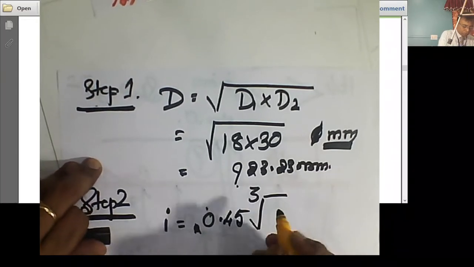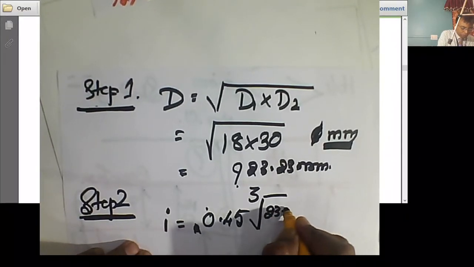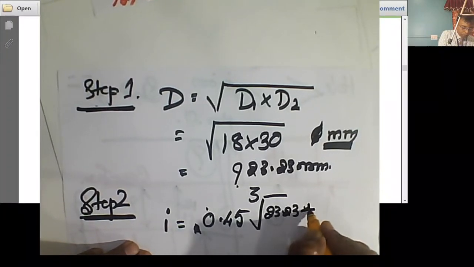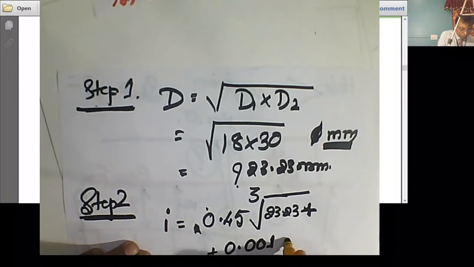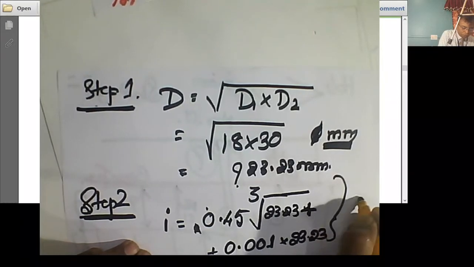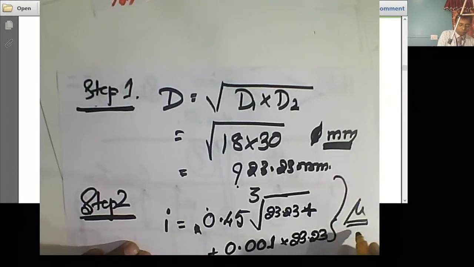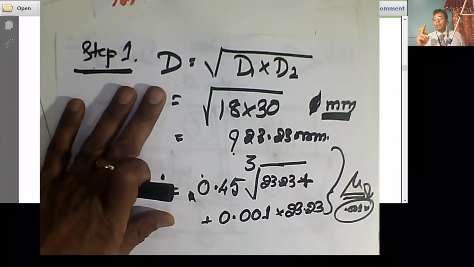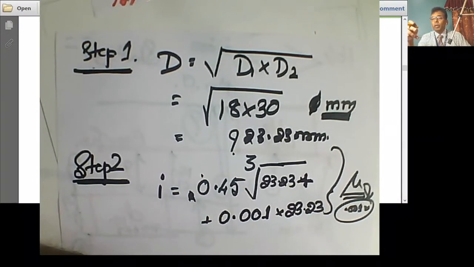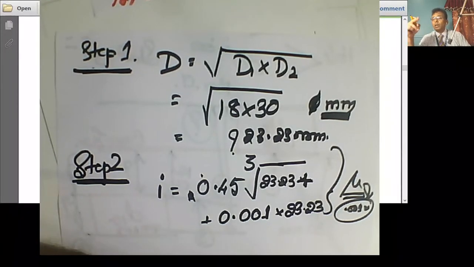So you should be able to write 23.23 plus 0.001 into 23.23. And please note, the value you get here is in microns. Very, very important. 1 micron is 0.001 mm. Did you understand this? Find out this value meanwhile: 0.45 cube root of 23.23 plus 0.001 into 23.23. Whatever the value is, you write it.